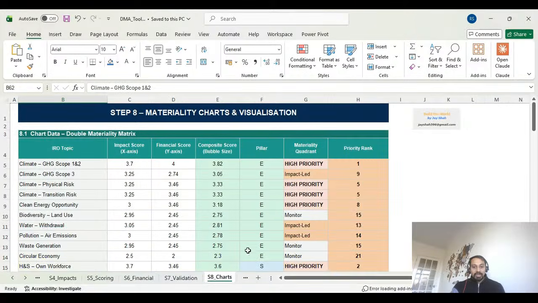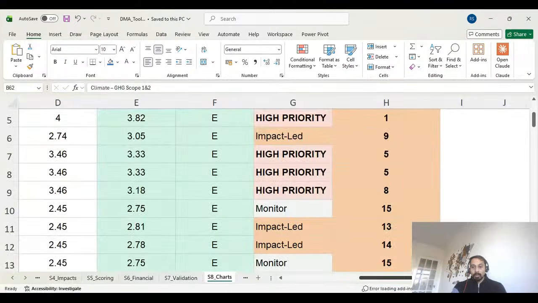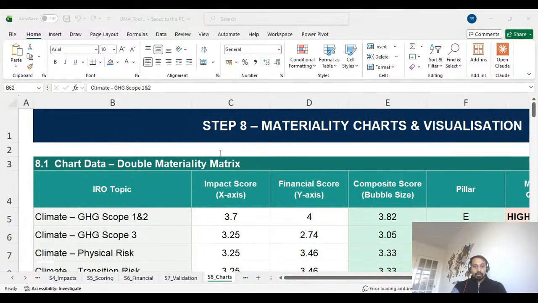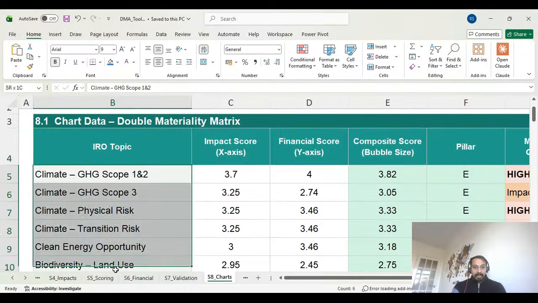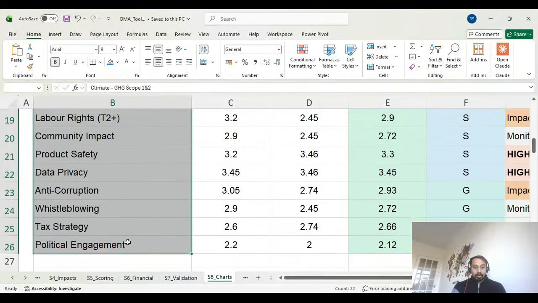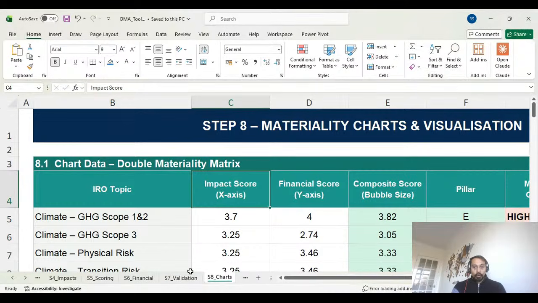And finally are the charts, which are the materiality charts that we already calculated. The purpose of this sheet is to visualize double materiality, and it helps you understand how it works for each and every score. So this sheet automatically pulls in the double materiality metrics that I already added. Here you can see the overall IRO topics that we covered earlier: impact score from the S5 scoring sheet, financial score, and the composite score.